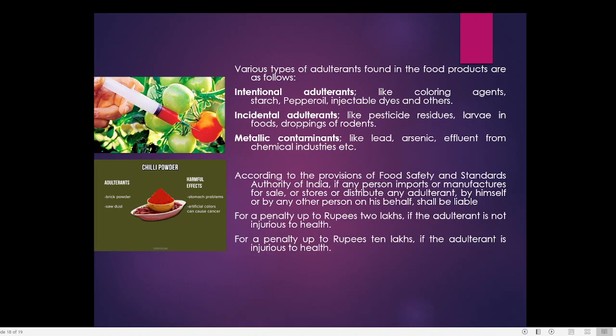Coming to food, there are three different types of adulterants: intentional adulteration, incidental adulterants, and metallic contaminants. The adulterants present in food can be classified as intentional adulterants, like coloring agents, starch, pepper oil, injectable dyes. These are being added deliberately into the food substance.